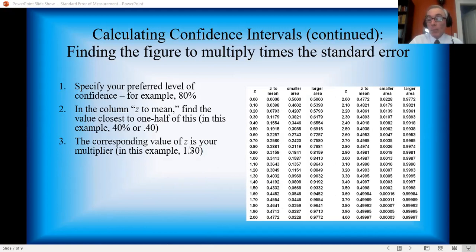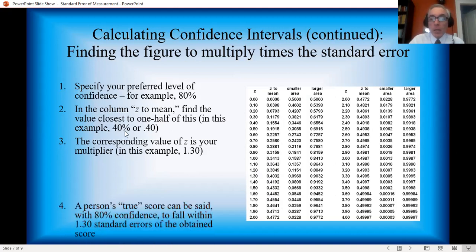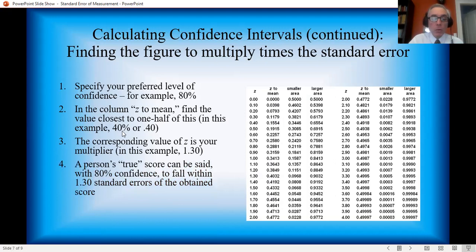and that's actually going to be my multiplier. So, if I had set this to a different number, let's say I had set it to, for some reason, 89%. So now I'm looking for 44.5. I'm not sure why I would ever do that, but I would scroll down until I found, look at that, 0.445 is about half of 0.89, and I would have picked 1.6 as my multiplier. 80%, by the way, is not an unreasonable choice.